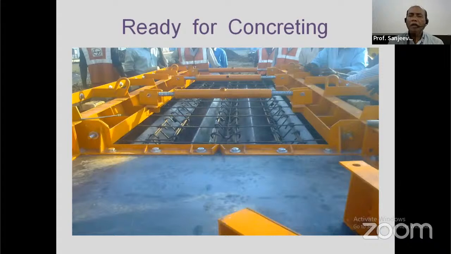So the bar binding has been shown, how the bar binding has been done for the precast wall panel. Just see on the corrugated face also, there are bent stirrups shown, and the detailed reinforcement for the precast wall panel, which is ready for concreting. So after the reinforcement and bar binding works are completed, now it is ready for concreting.